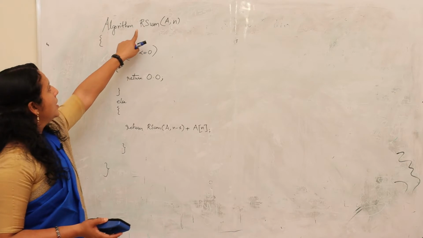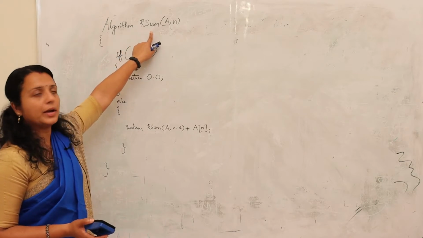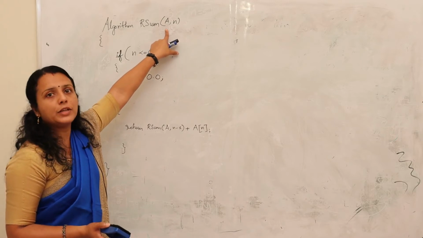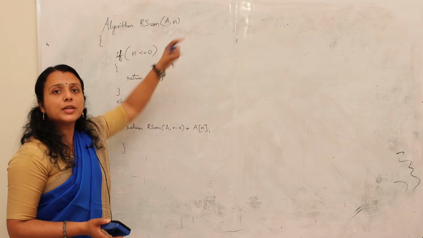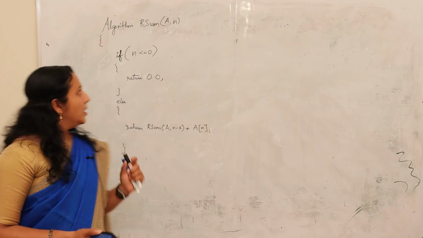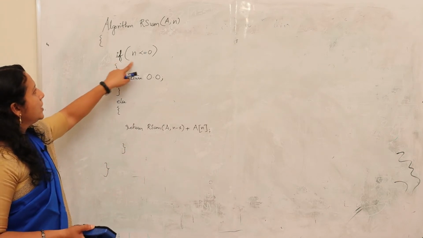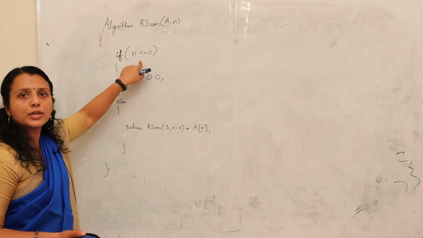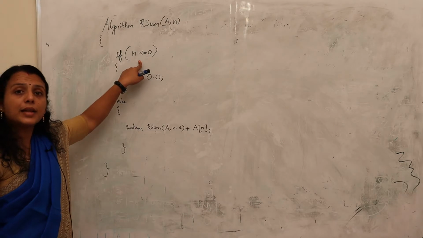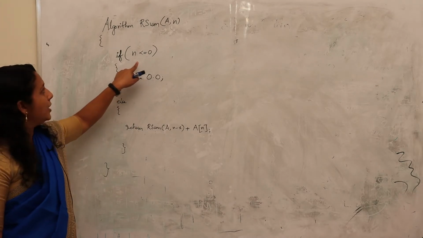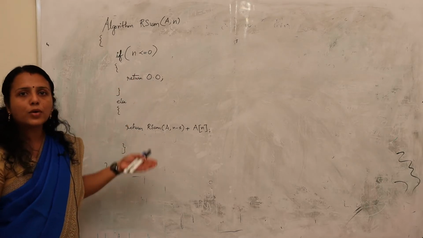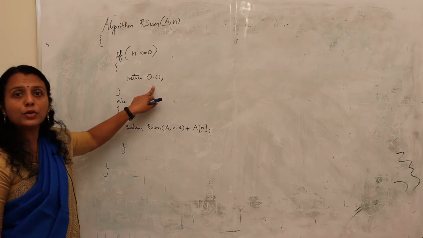Here rsum is the name of the program, and the two parameters used here are A, which is the name of the array, and small n, which gives the total number of elements present in that array A. Now this is an if condition. It is checking whether the number of elements present in A is less than or equal to 0. If it is, you don't have to go for the calculation; you just have to return the value 0.